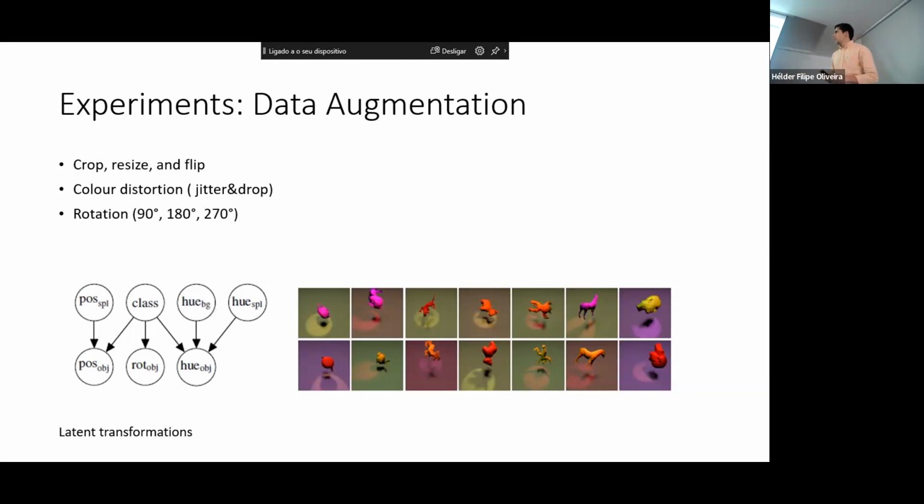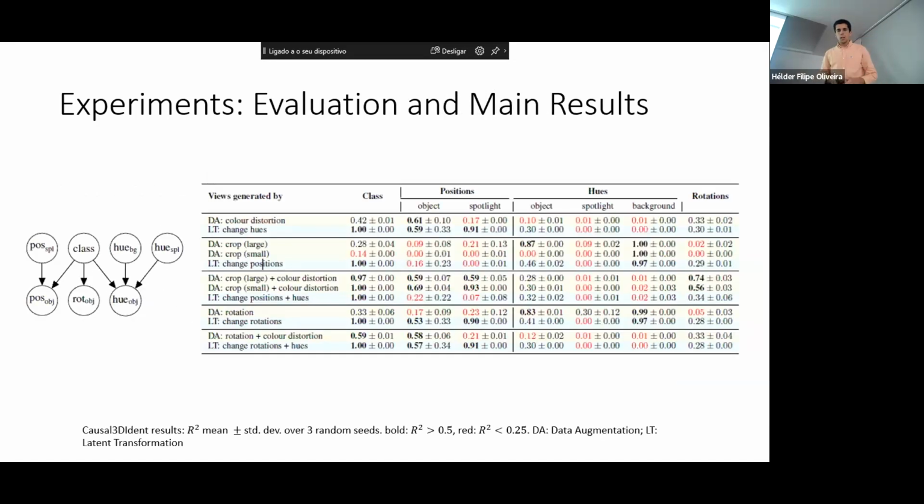As another experiment, the authors also do latent transformations. So instead of augmenting the image, they do latent transformations on the latent variables vector and try to infer the content partitions from the transformed latent variables. And so here we have the results of the experiments they performed.